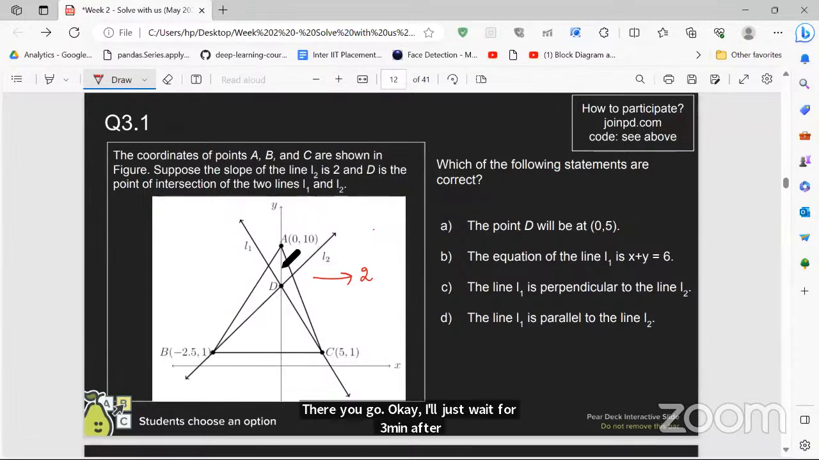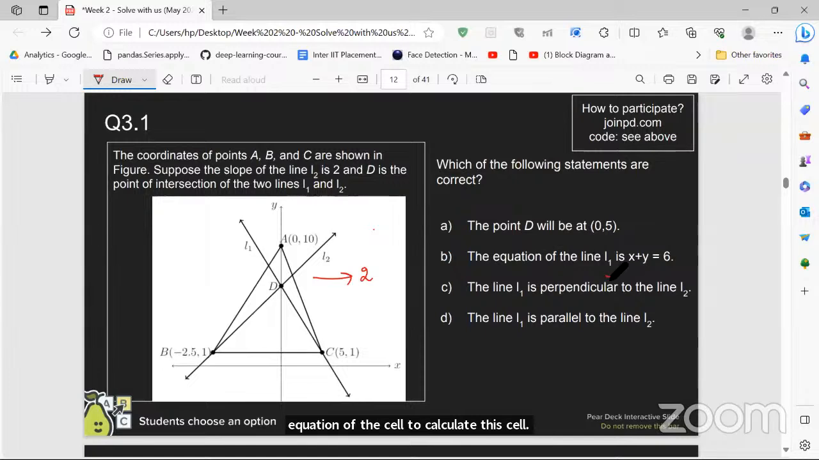We have 3 points A, B, C, and L2 has been given with a slope. If you have the slope of this straight line and a point from where it is passing, you can calculate the equation of this L2. Basically you have to calculate D. So you have a slope and a point, you can calculate the equation of L2 and its y-intercept, and so you can get D.